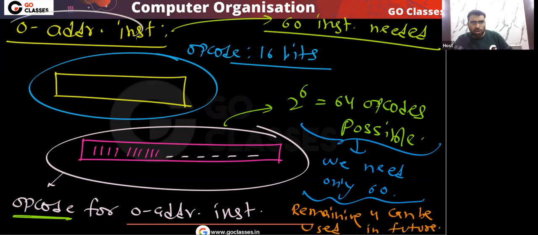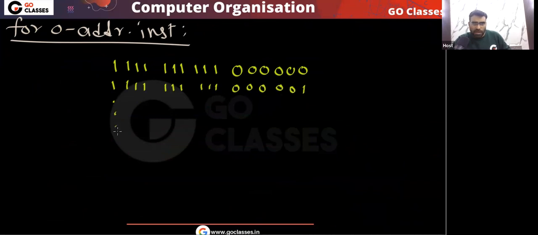In future, if you want more zero address instructions, then you can use the remaining 4 opcodes. For zero address instructions, these are the opcodes: 1111 1111 11, then all the way 6 zeros. Then the next opcode will be this, and so on. This is what you will have at the end.